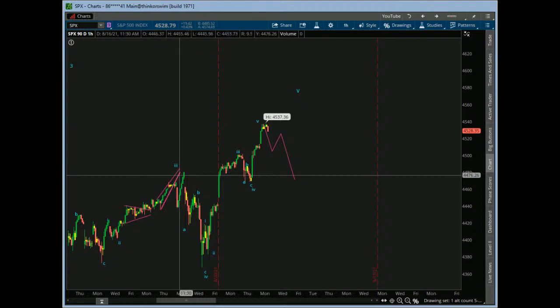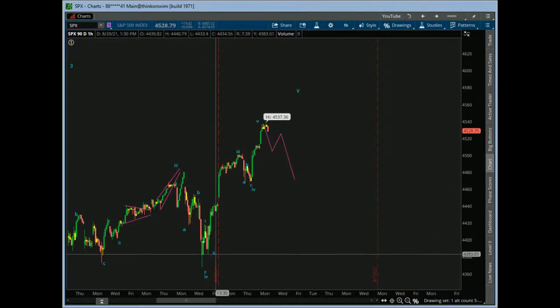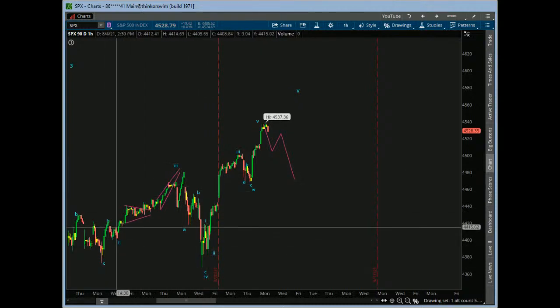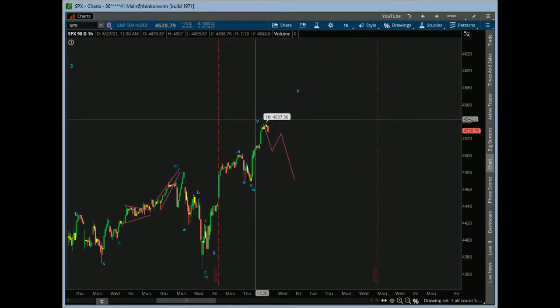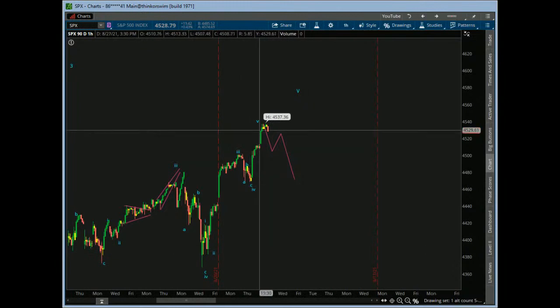Because we had this ABC pullback here, A, B, C, that was huge, right? That almost took out an entire wave right there. It ended up turning into a full wave 4, right, before it started this wave up. So my guess though is that this is kind of like a wave 1 of 5, right? And we could be looking at a wave 2.